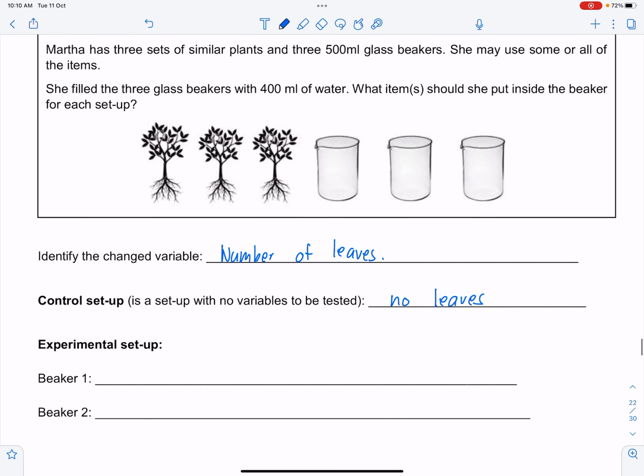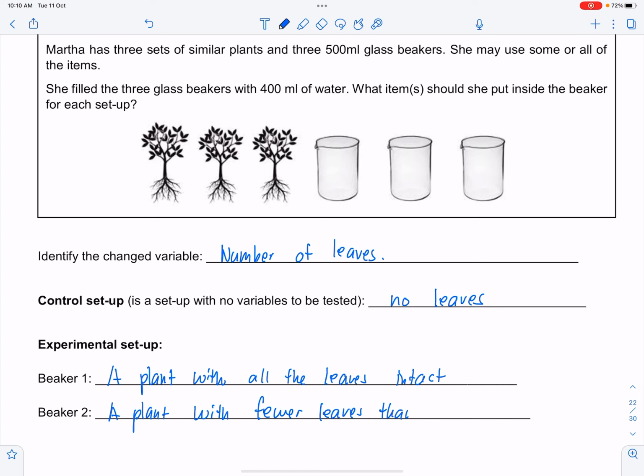So what is beaker 1 and what is beaker 2? Your experimental setup would be a plant with all the leaves intact. That means you don't remove any leaf. The second experiment will be a plant with fewer leaves than beaker 1. So let's just say beaker 1 has 10 leaves. Your beaker 2 must have fewer leaves. And then your control setup is totally no leaves. That is your control setup. You remove away the change variable. The variable to be tested is gone out of the equation. So far okay?